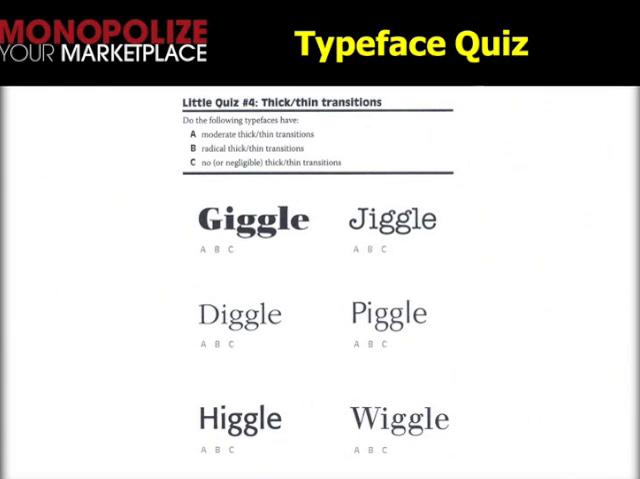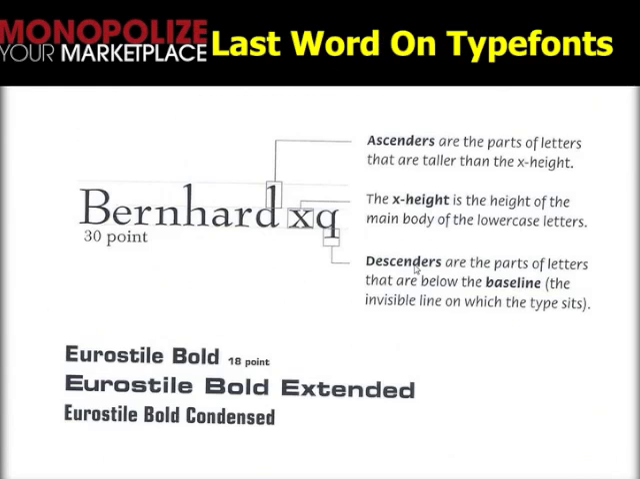Quiz 4, thick-thin transitions. Do the following. A, moderate thick-thin transitions. B, radical thick-thin transitions. C, negligible thick-thin transitions. So we've got very radical on Giggle. Jiggle has none. Diggle has minor. Piggle has, I would say, moderate. Higgle has none, and Wiggle has radical. So just, again, trying to help you recognize what it is that you're using so you can make those decisions.